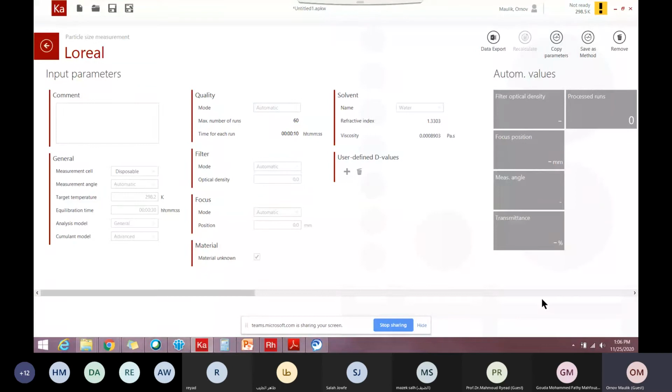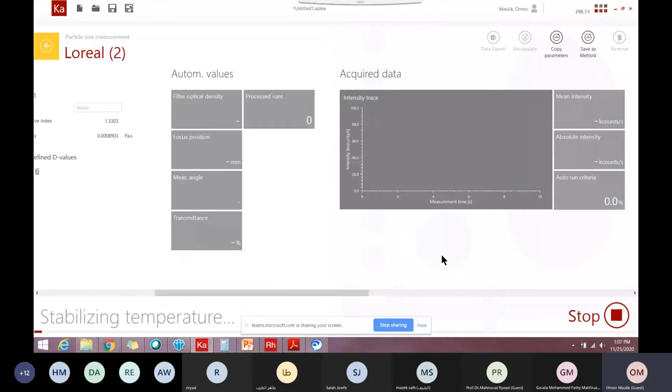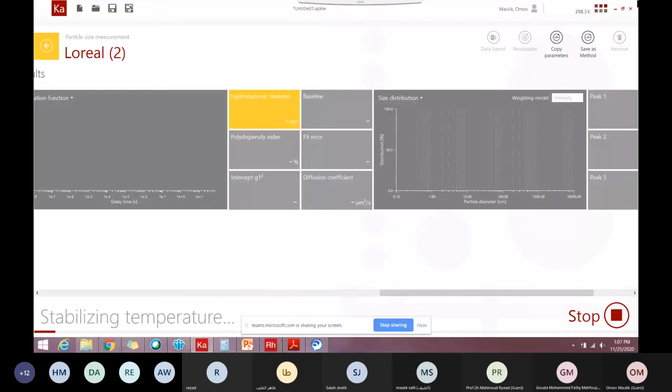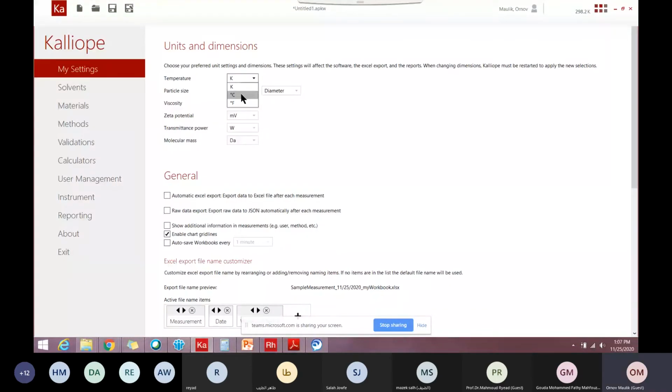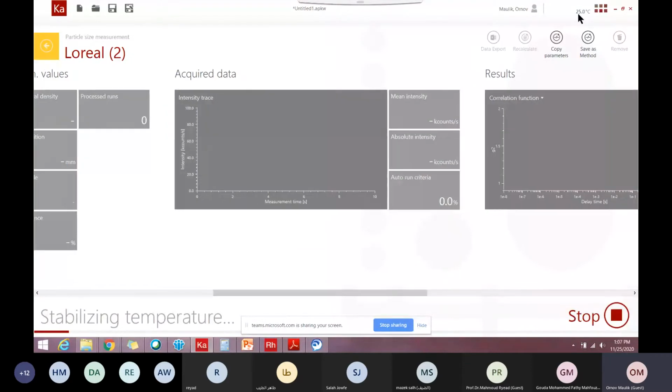Yeah. So now I will just copy all the parameters again. So all the parameters are the same. Now I will just start the measurement. So first thing it will do is stabilize the temperature. So here we have put 298.2. So you can see the temperature over here. It is in Kelvins, or you can also change it to degrees Celsius. So you can see over here, it is right now at 25 degrees Celsius, and we have set it to be 25 degrees Celsius.